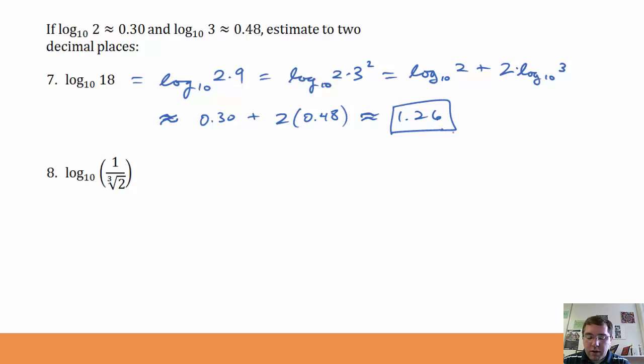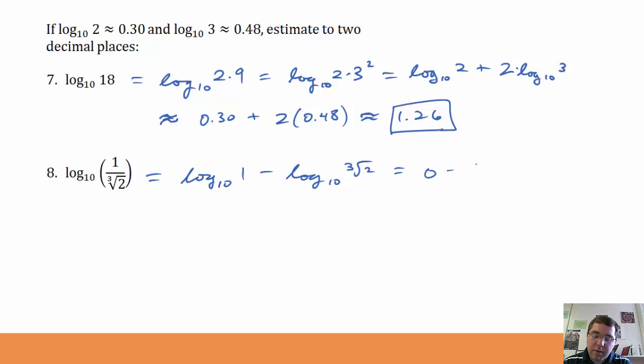Number 8. The log base 10 of 1 over the cube root of 2. So I'm dividing inside. That allows me to split it up into two logs where I'm subtracting. Log base 10 of 1 minus log base 10 of the cube root of 2. Well, what is the log base 10 of 1? Log base anything of 1 is always 0.